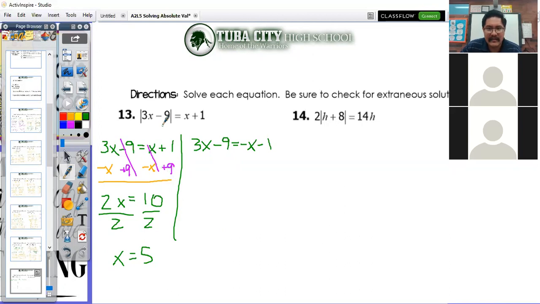With this one here, I don't think anything weird is going to happen. Let's just check it again really quick. 3 times 5 is 15. 15 minus 9 is... wait, no. 15 minus 9 is 6. Okay, 6. So the absolute value of 6 is 6. But then 5 plus 1 is also 6, so 6 equals 6. Okay, there you go.